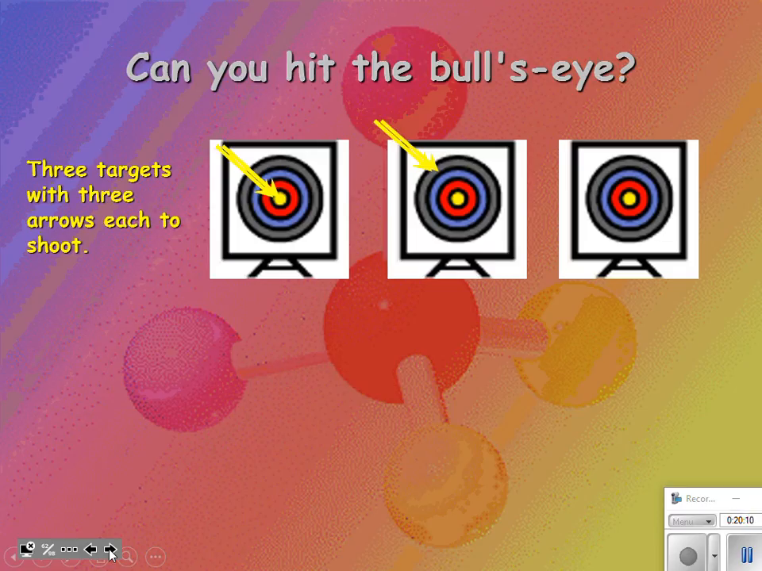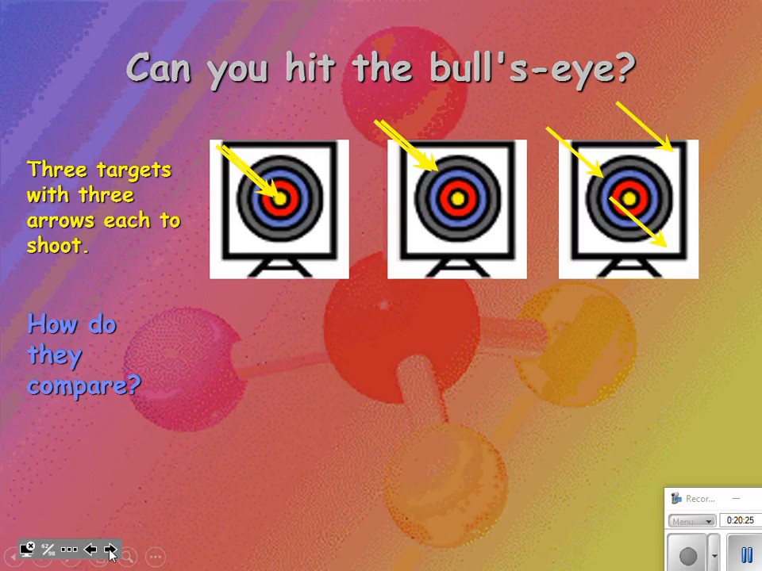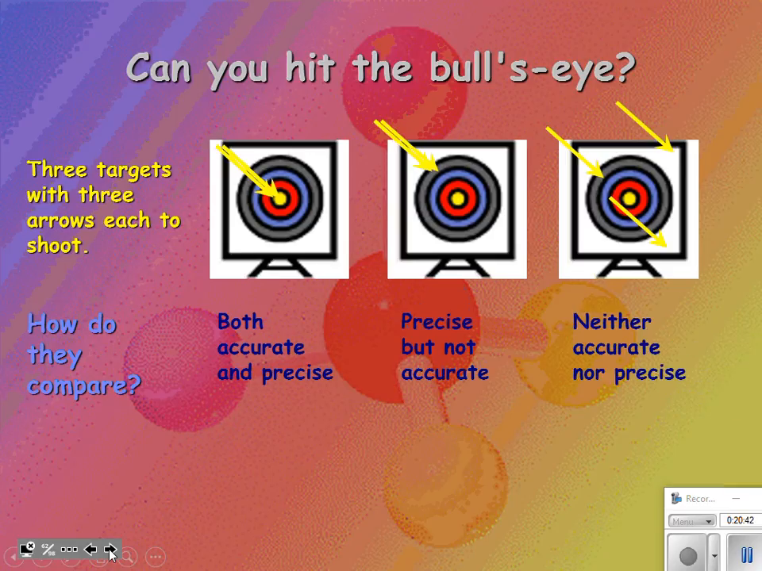Okay? Now look at this next one. Boom. Well, there's a scud. There's another one. Okay. Are those accurate? No. Are they precise? No, they're not grouped. Okay? So, looking at these, the very left one is both accurate and precise. The middle one is precise, but it's not accurate. The third one is neither accurate nor is it precise. Okay? So that is accuracy and precision.